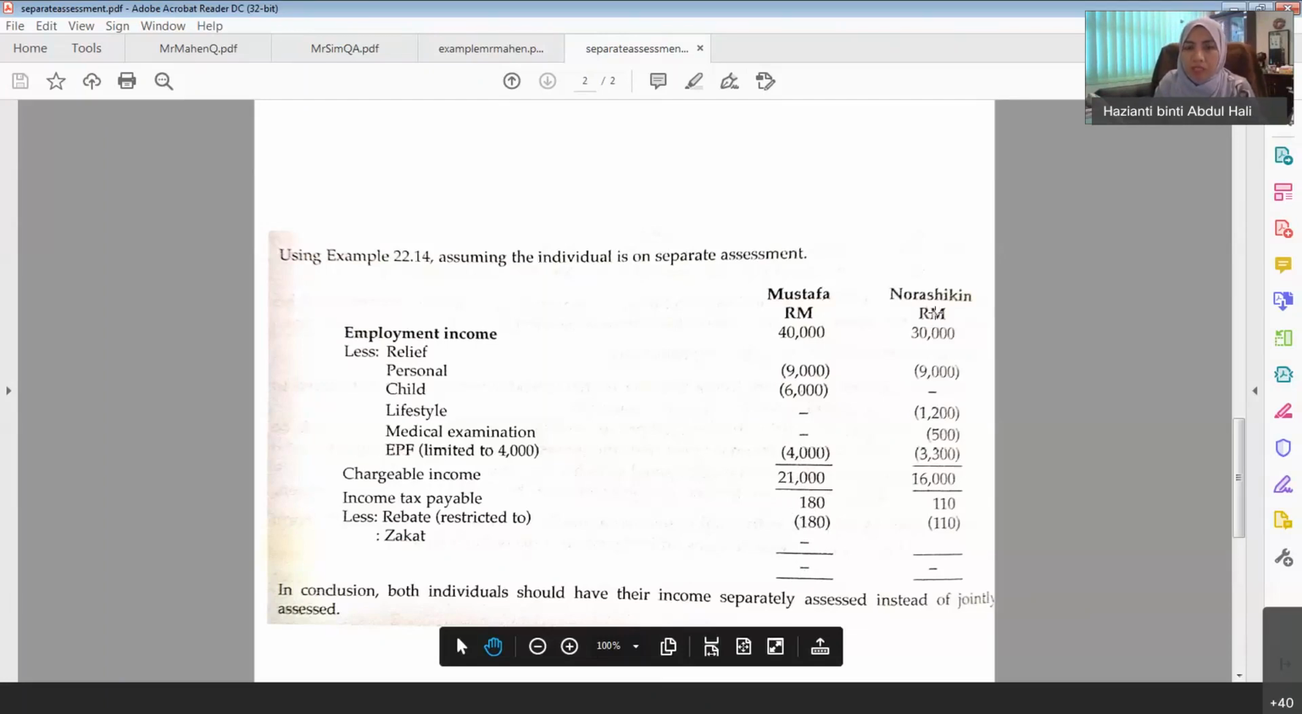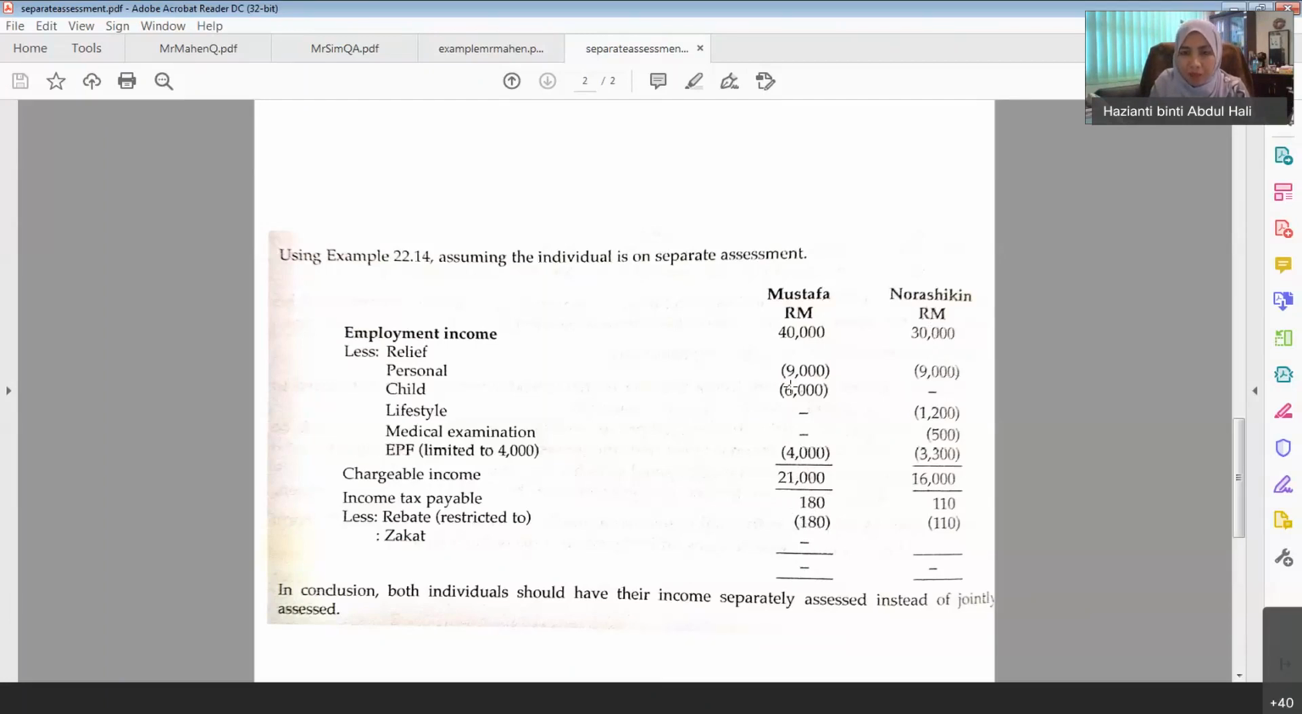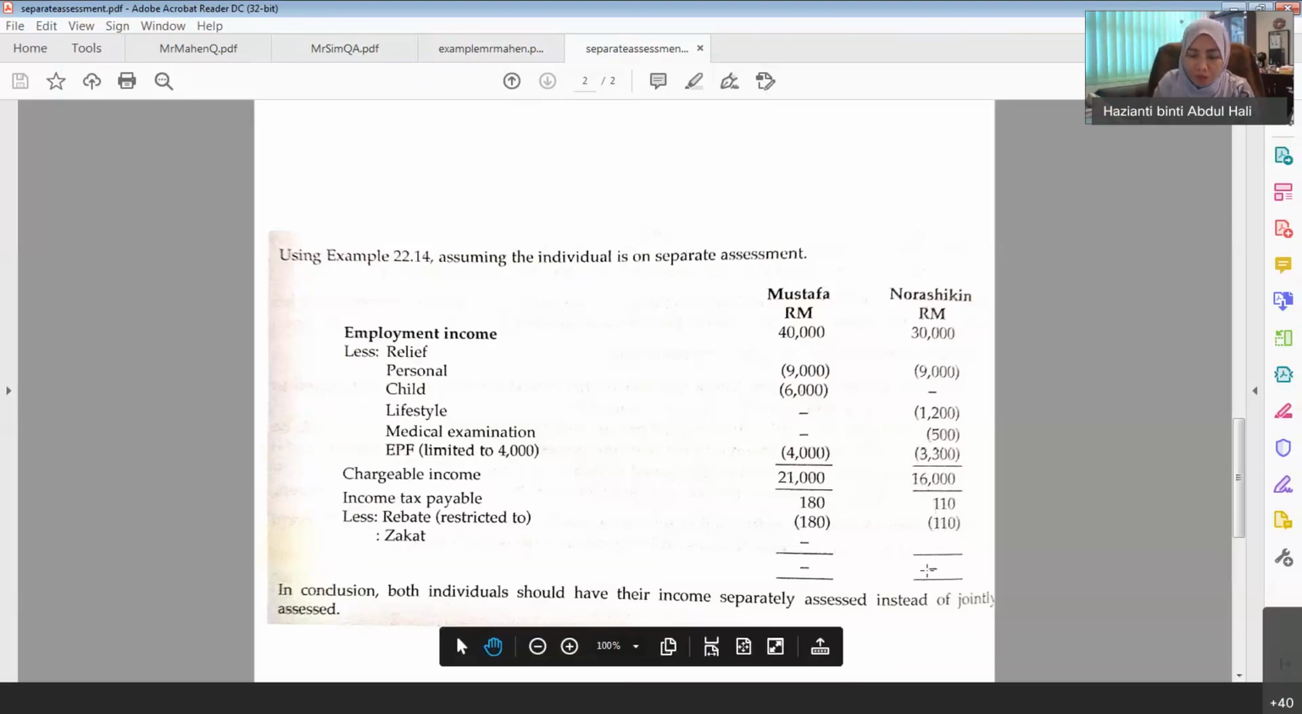So let's look at the wife. Nora Shikin tadi employment income dia 30,000 and she will also get personal relief 9,000. Anak tak ada because the husband dah ambil. And tadi dia purchase books 1,002, medical examination 500 and also EPF tadi 3,300. That will give her a chargeable income of 16,000. Again, the chargeable income is less than 35,000, so she is entitled to a rebate of 400 ringgit. Tapi kita kira dulu income tax payable dia which is 110. Walaupun rebate entitled untuk dia is 400, the rebate is restricted only to 110, up to the amount of tax yang dia kena bayar. So which means the tax payable is also tak ada nilai.